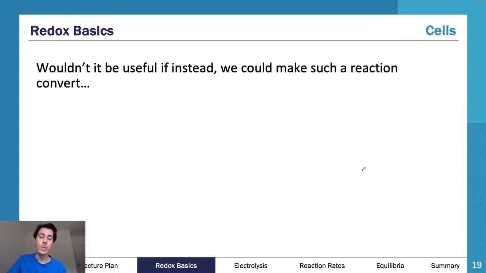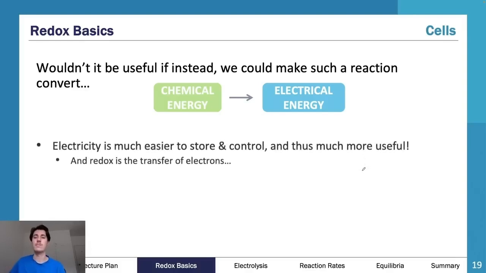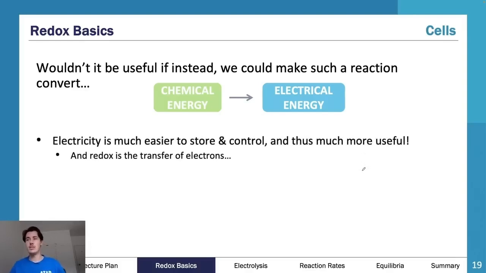However, we can use cells. The use of cells is essentially that we can take chemical energy and convert it into electrical energy. Electricity is much easier to store and control, and thus much more useful.